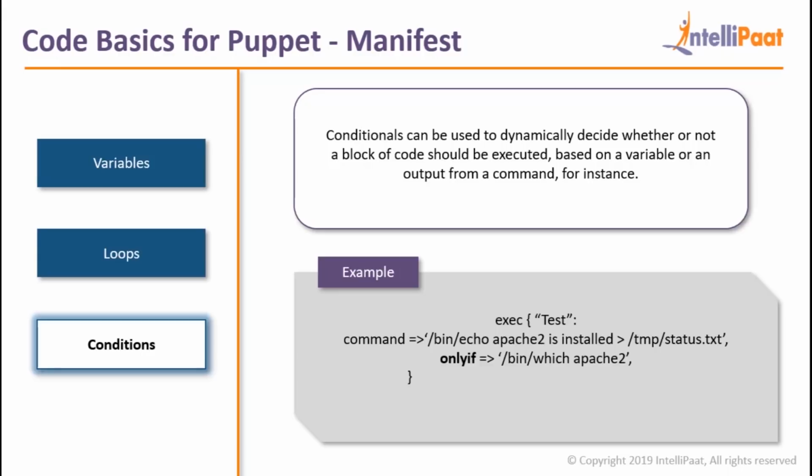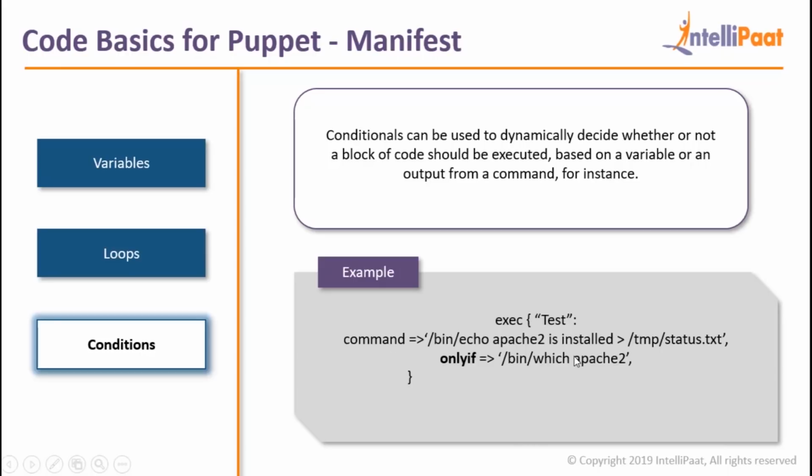For example, over here we are making use of the keyword onlyif, right? So only if this command is successful, only then will it run this particular command, which is "Apache 2 is installed". Otherwise it will not run this command. And what this command is doing is putting this text, "Apache 2 is installed", inside this particular text file, which is /tmp/status.txt. So this says only if this particular command goes true, it should execute this particular command.